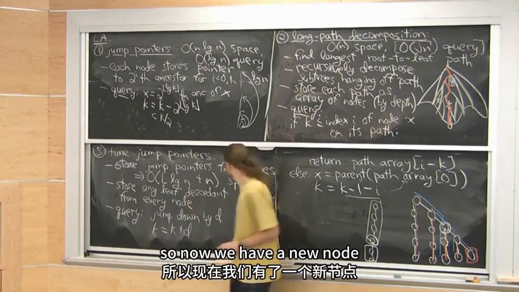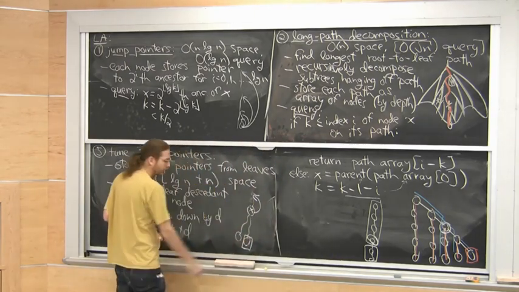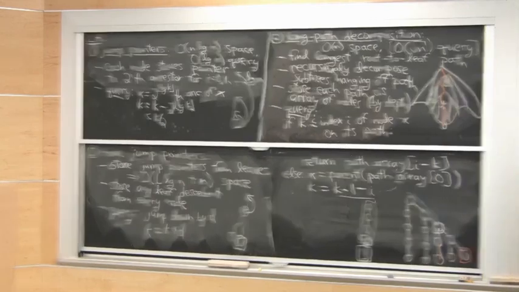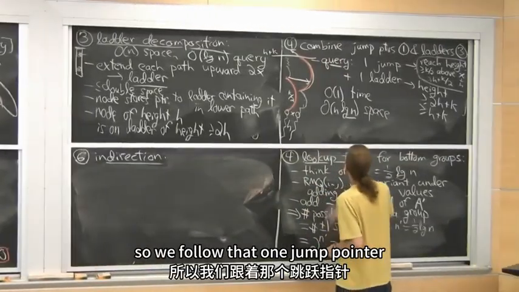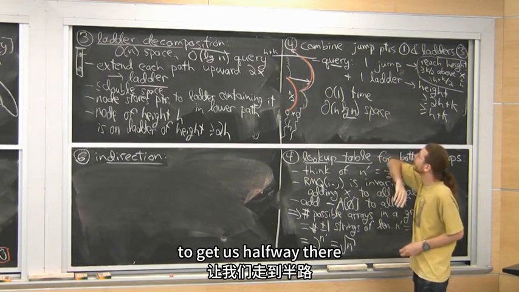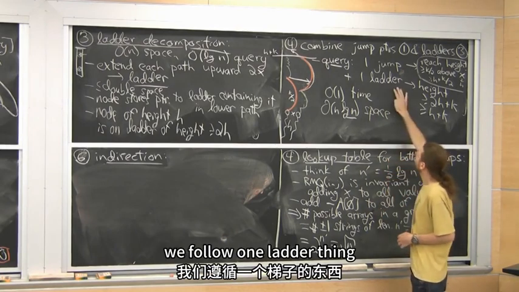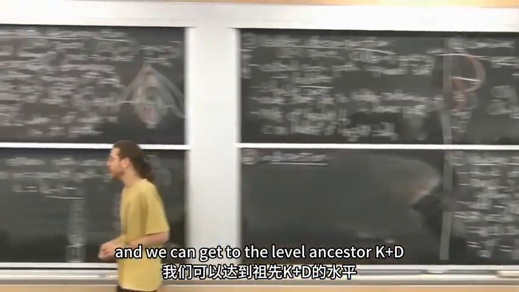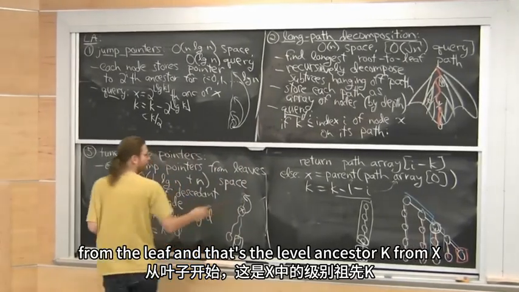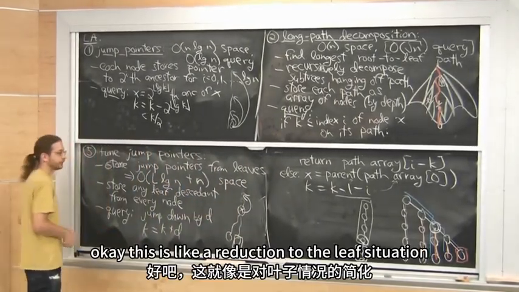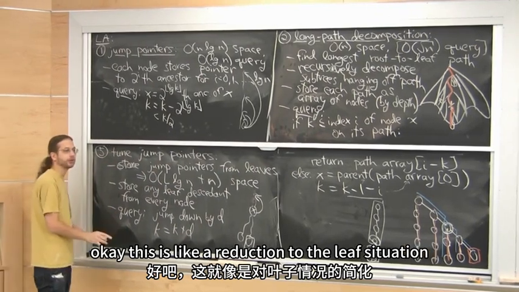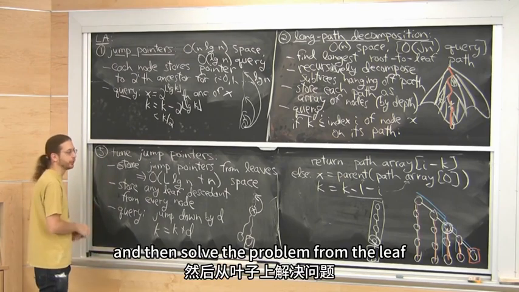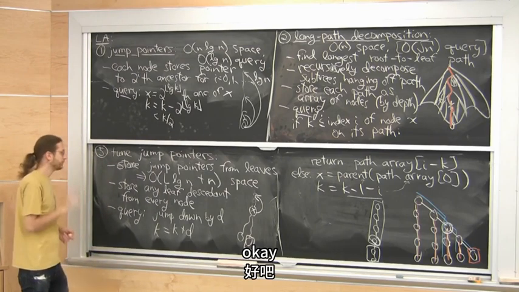So now we have a new node, a leaf, so it has jump pointers upward. We follow that one jump pointer to get us halfway there from our new starting point. We follow one ladder, and we can get to the level ancestor k plus d from the leaf, and that's the level ancestor k from x. This is like a reduction to the leaf situation. We really don't have to support queries from arbitrary nodes. Just go down to a leaf and then solve the problem from the leaf. Okay?